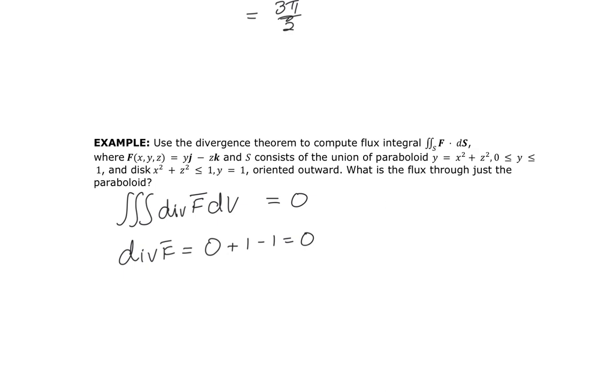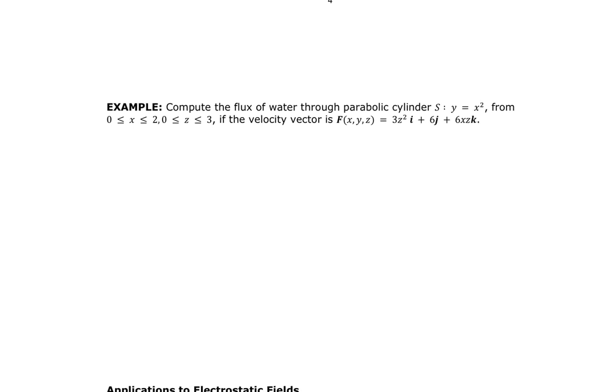It was so lovely. Okay, let's take a look at our next example. The flux of the water through a parabolic cylinder from here to here, where the velocity vector is given as this, that is my V. I want to compute the flux of the water. And what does this really mean? Well, this means how much water is going through this surface, the surface being y is equal to x squared.